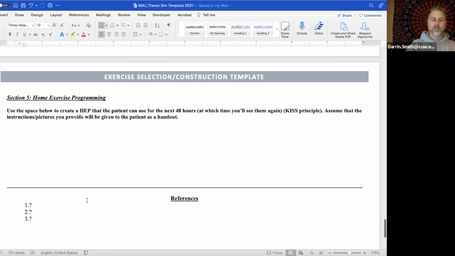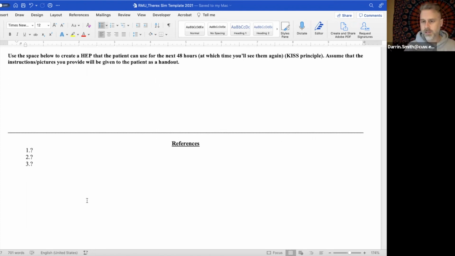So from there, throw in your references if you've looked stuff up, or you can use this section. I put some question marks there. What is my reasoning for doing a 4-2-2 tempo? Can I actually find this? Does it actually work? I know they told me in my NASM protocols that I should be using this, so let's go find some information on it. So you can use that as a reminder: hey, I'm done with the session, let's go look this up.